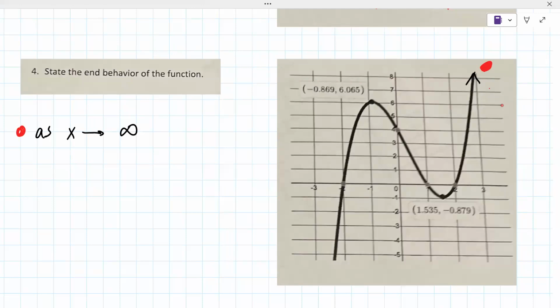Is that rising or is that falling? I asked, is the red dot rising or is it falling? Do you understand the difference between rising and falling? Yes. So it's rising. Why is it rising? Because you can see the arrow right there, it's going up. Okay, so when it's rising, you say that f of x is going to infinity. This means rising.